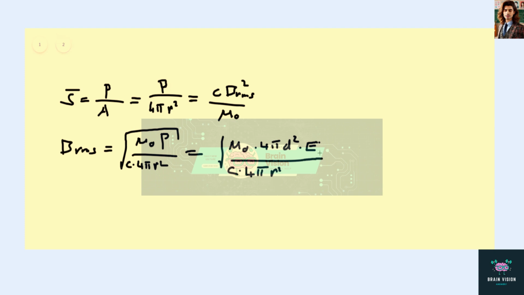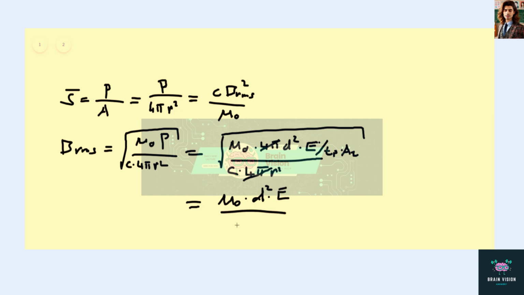So I'm just going to divide this by TP times A of the telescope. And so we see that a lot of things cancel. Well, not a lot of things. The 4 pi cancels. And so we have that this is equal to mu 0 times d squared times E, the energy, divided by c times r squared times TP, time of the pulse, times the area of the telescope, and it's all square rooted.